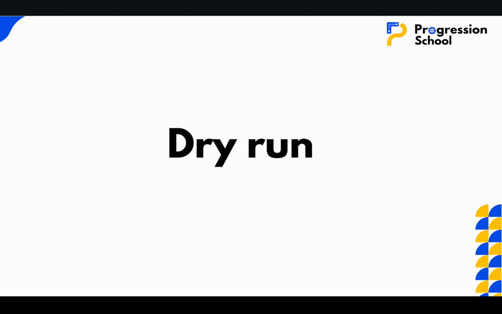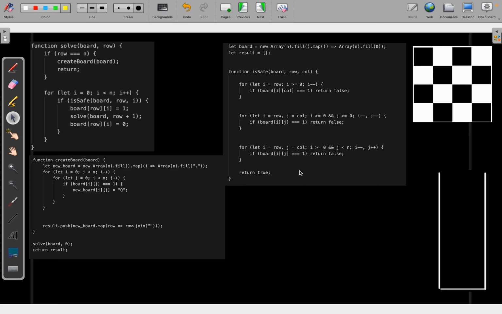In this video, we will see the dry run of the code. So now let's do the dry run of this code. Here you can see I don't have enough space. Here I have this solve function, right? One function is isSafeBoard, where I will check if it is safe or not. And one function is to create the board.